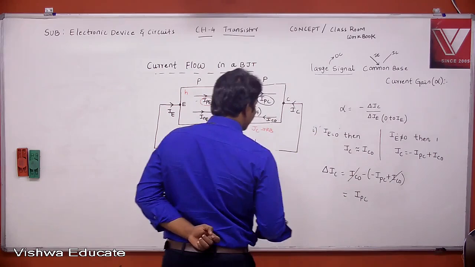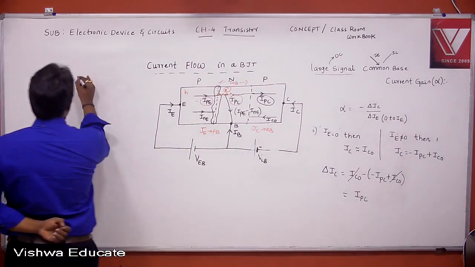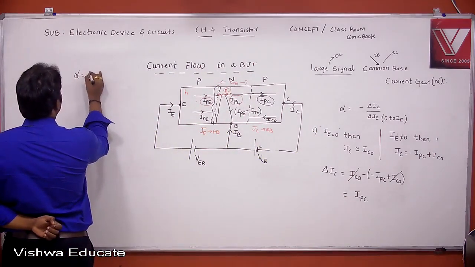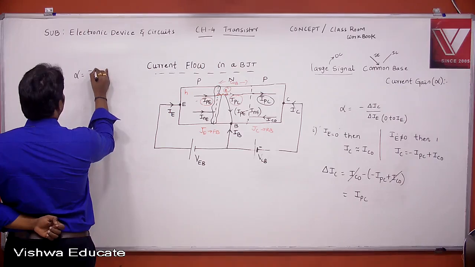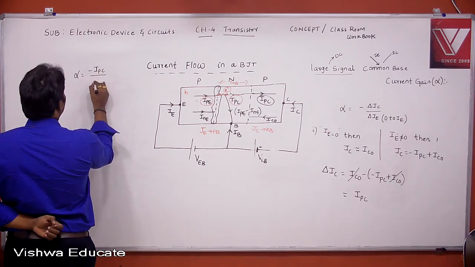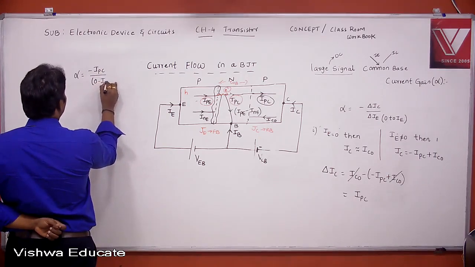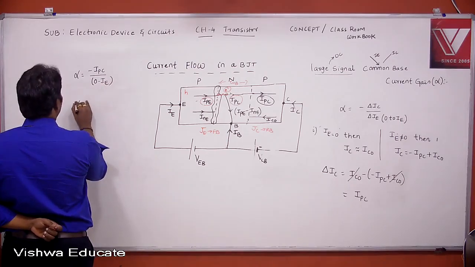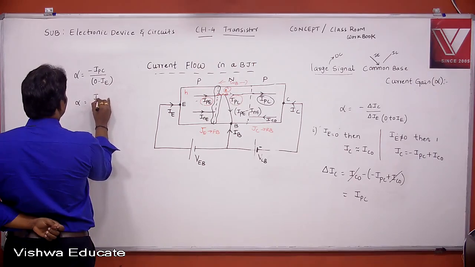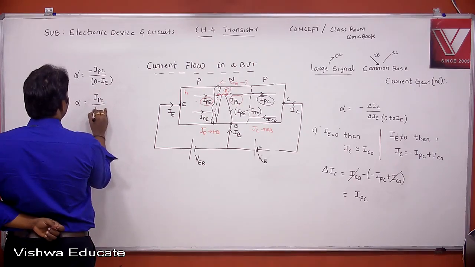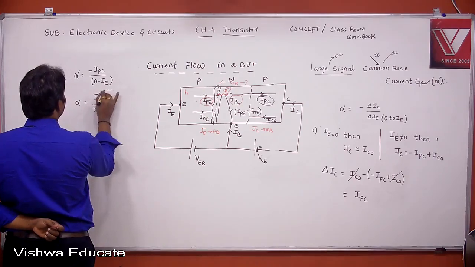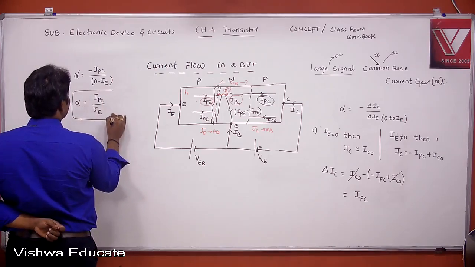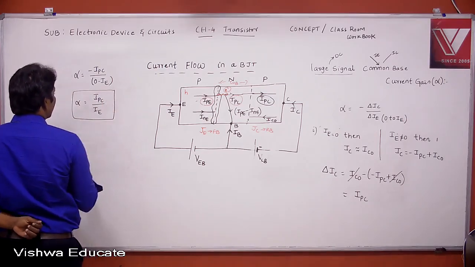Now what is alpha here? Alpha is nothing but minus delta I_C, and delta I_C is I_pC. Delta I_E changes from 0 to I, that means delta I_E is 0 minus I. So alpha is nothing but I_pC by I. This is the large signal common base current gain.